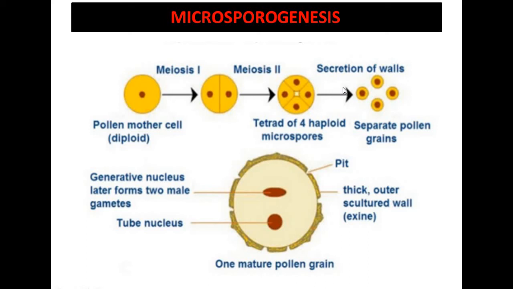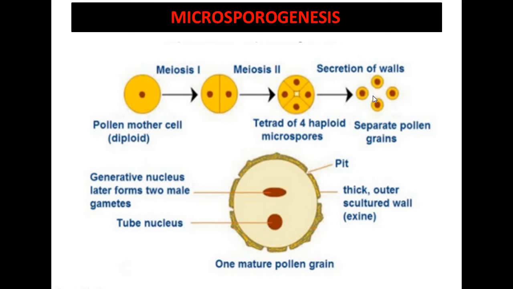This type of cells are nothing, they are pollen grains. You can see in each pollen grain, a single nucleus is there. This is a uninucleate and unicellular structure. You can notice that from one PMC, 4 pollen grains are produced.